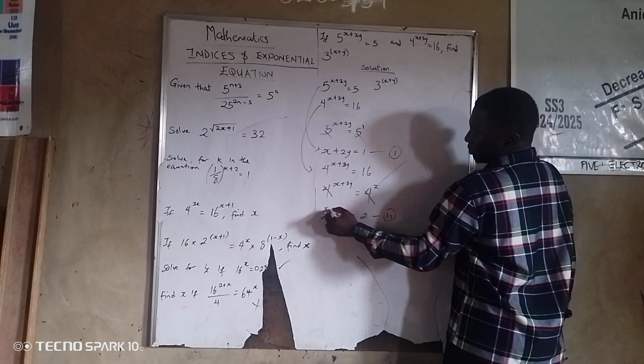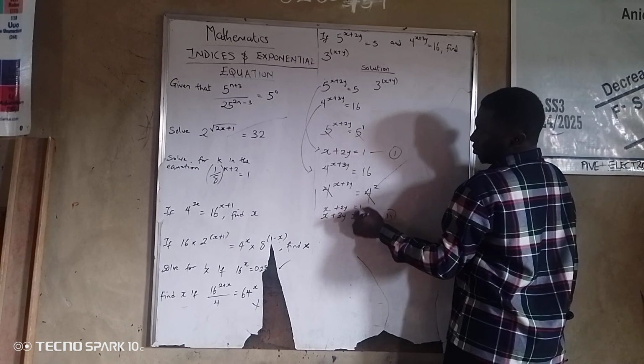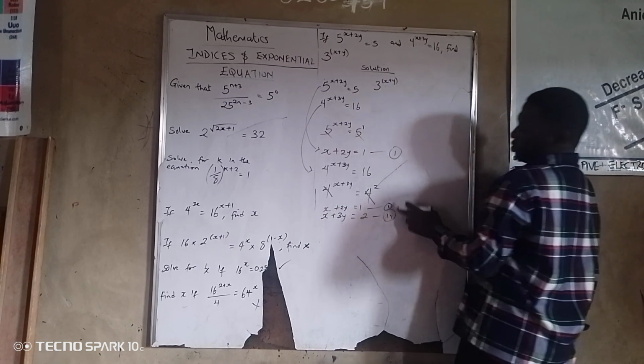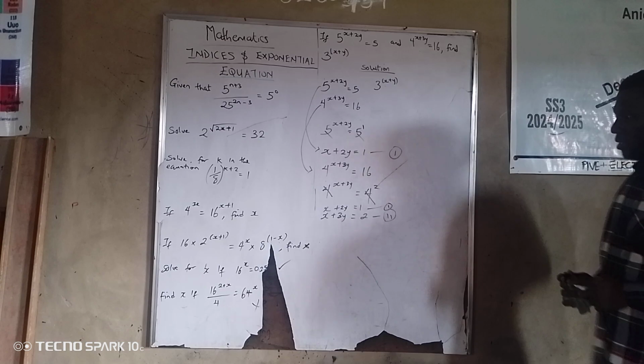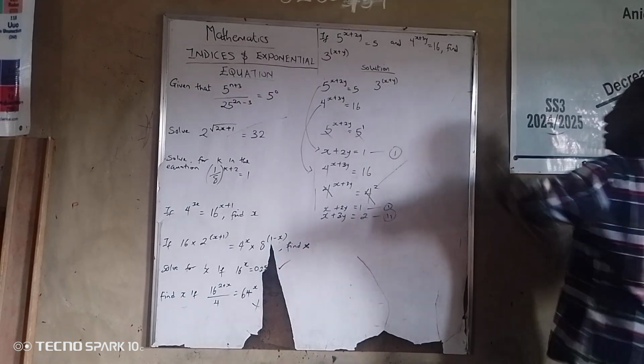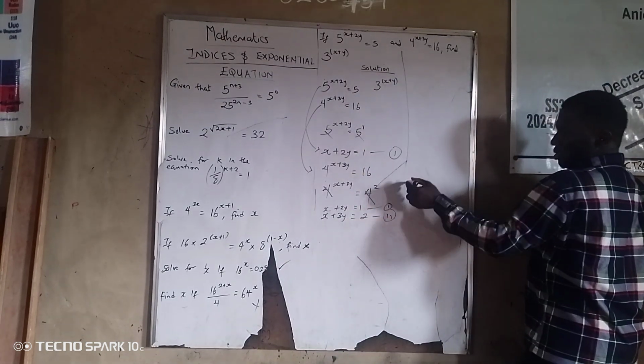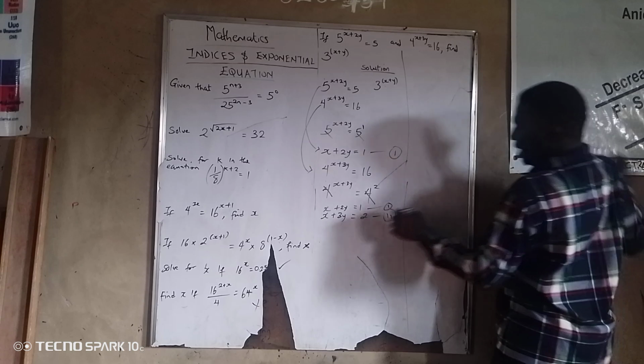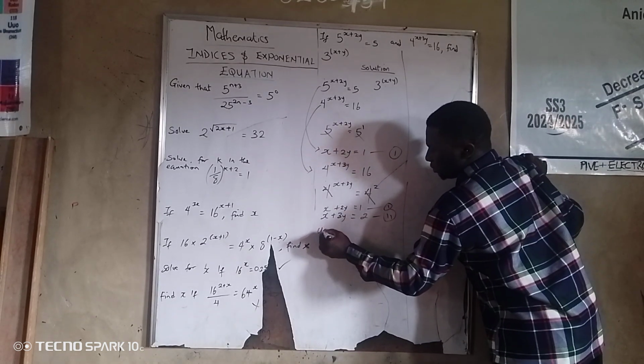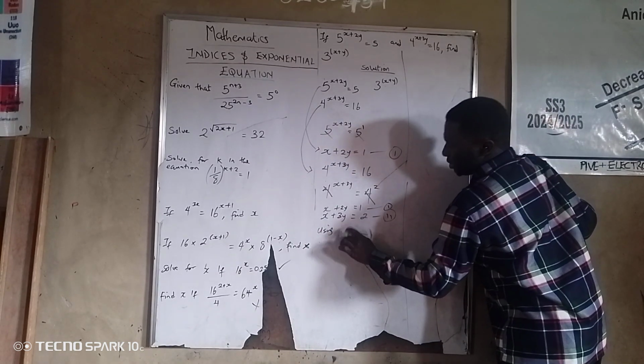x plus 2y equals 1. This is equation 1, and this is equation 2. We are going to solve this simultaneously, and to do that we can use the elimination method.